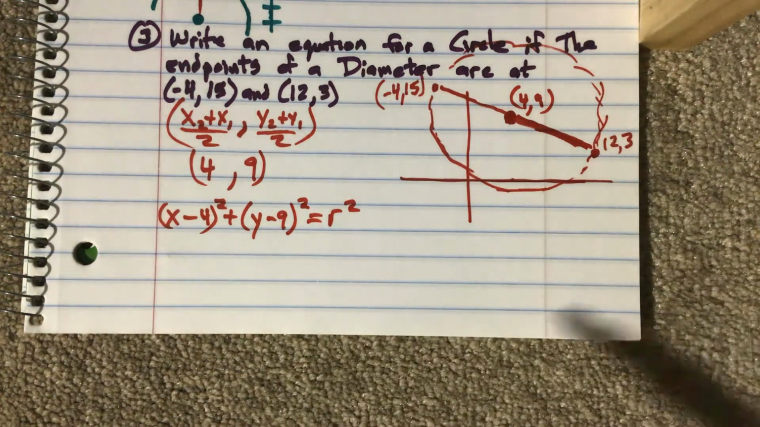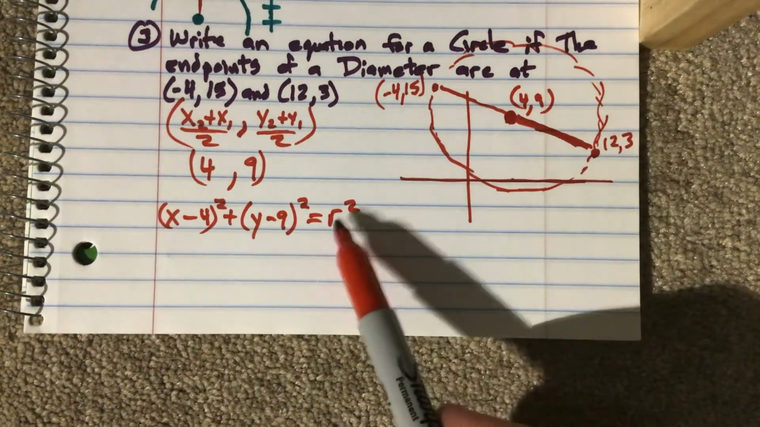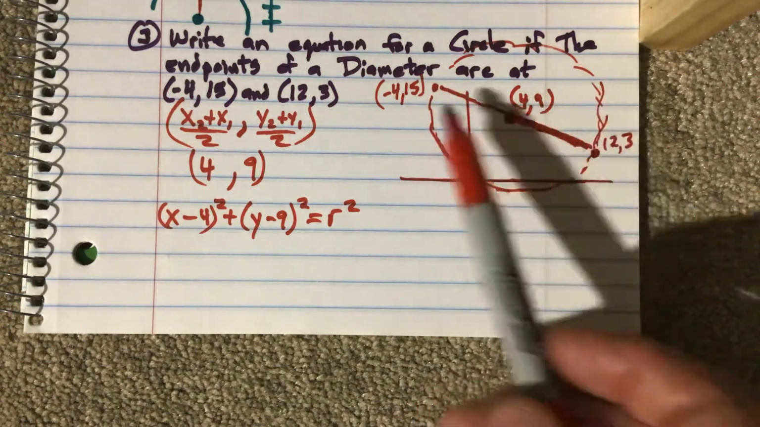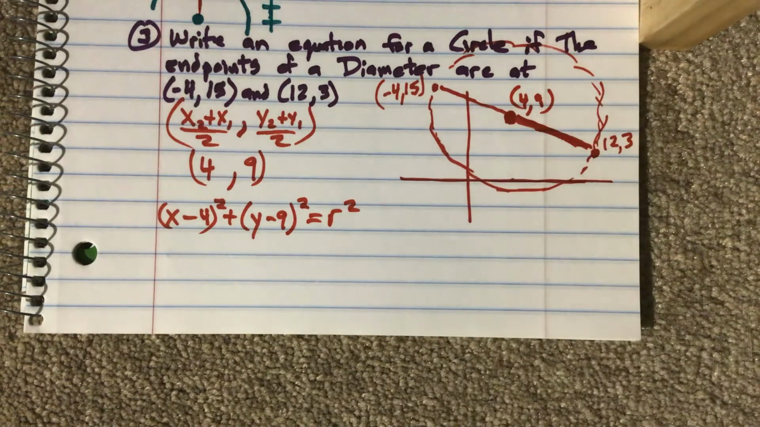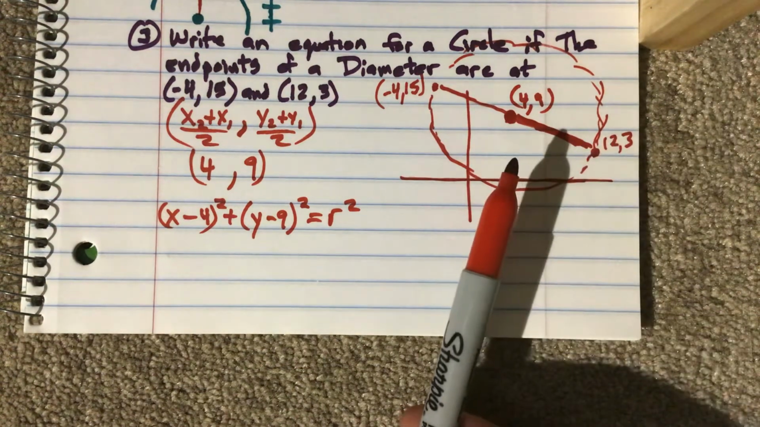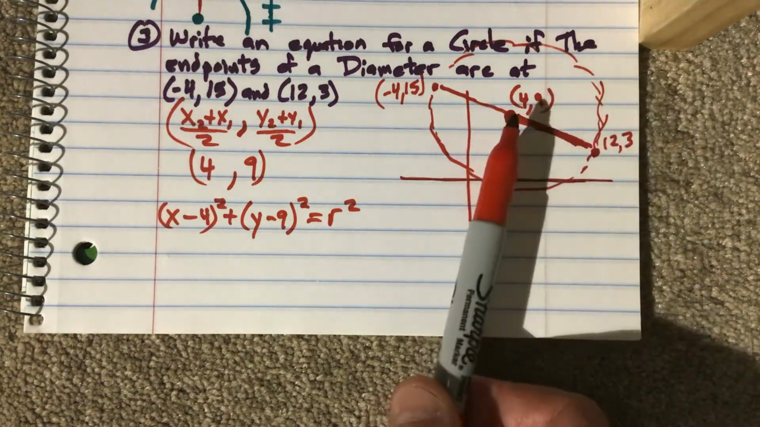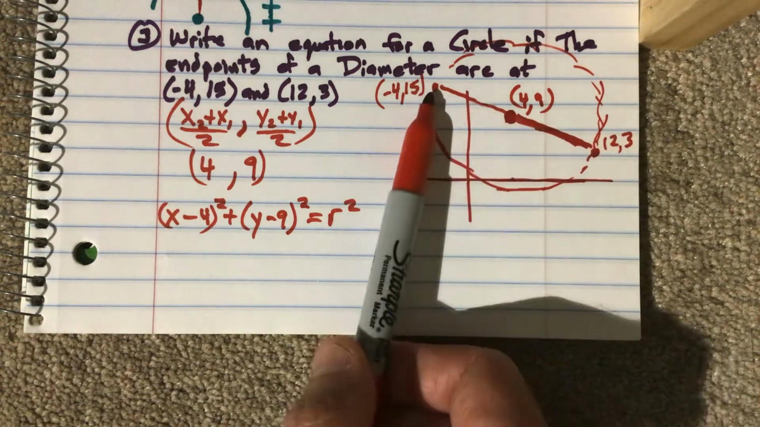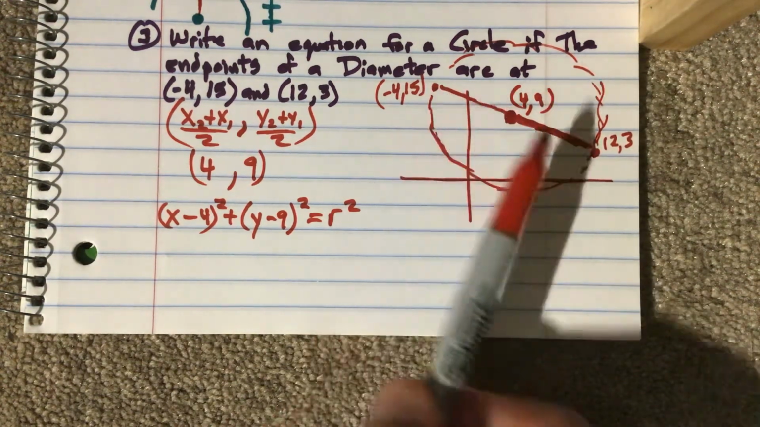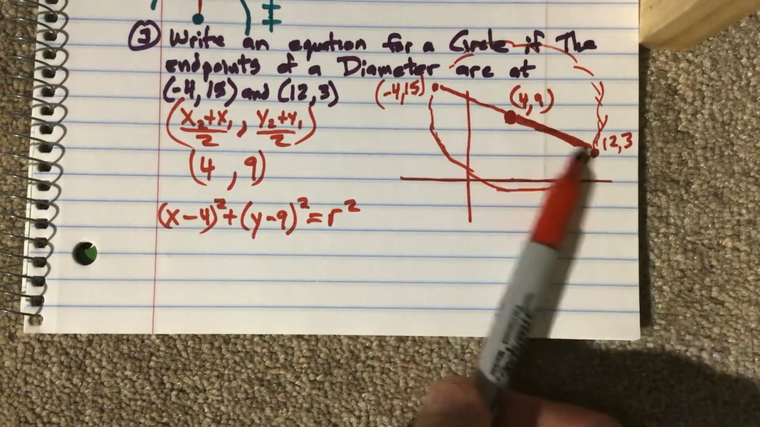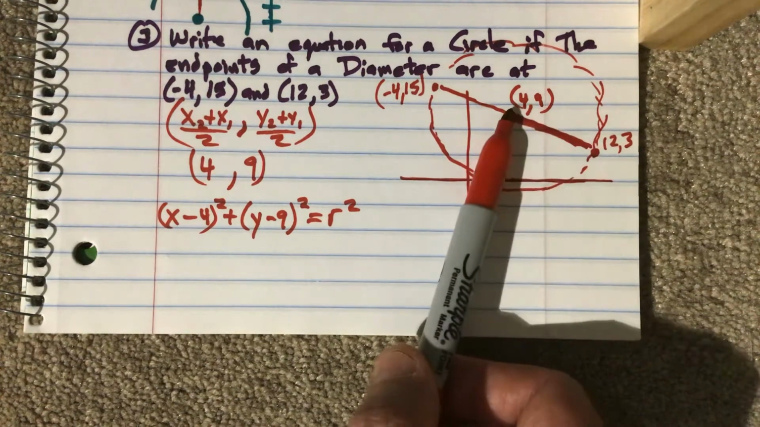So I'm almost there. I've got the equation of a circle. I just need the radius, and the radius is half the length of the diameter. Now there's a couple of ways you can figure out what the radius is. You could use the distance formula and find the distance from here to here and cut it in half. Or you could just take the distance from the center to this edge or the center to this edge. It really doesn't matter because the radius here is the same as the radius here, or the distance is the same. Okay? So I'm going to use the distance formula, and I'm going to find the distance from here to here.